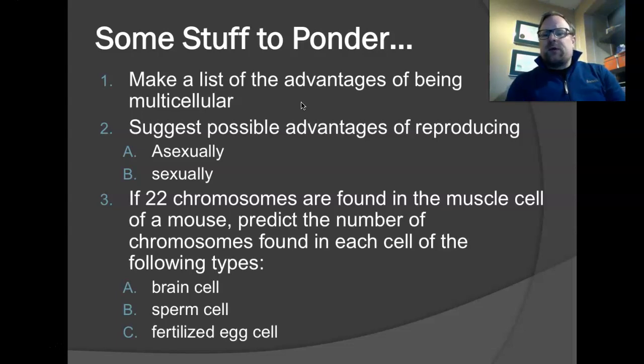I usually take a few minutes to ponder some of this. This is based off of that Are You Ready stuff we just talked about. You know, things like what are the advantages of being multicellular? What are the advantages of reproducing asexually and sexually? If 22 chromosomes are found in the muscle cell of a mouse, how many chromosomes would be in a brain cell, a sperm cell, a fertilized egg cell? We're going to get to all of that stuff as we move through this section, so I'm not going to dwell too much on this. This would normally have been a class discussion, which is a little tricky to do at this point.